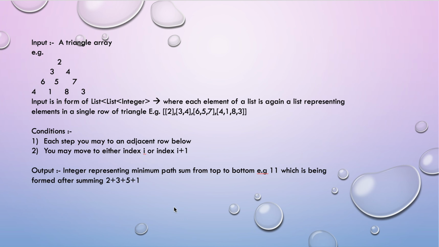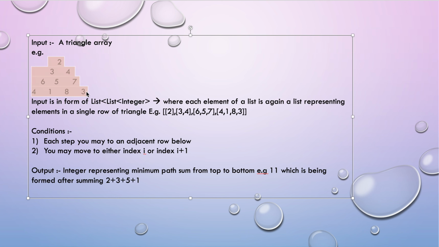The input is a triangle array like shown in this picture. Here the input is in the form of a list of integers where each element of the list is again a list representing elements in a single row of the triangle. For example, the last element of the input is a list with elements 4, 1, 8 and 3. These elements represent the last row of the triangle array.